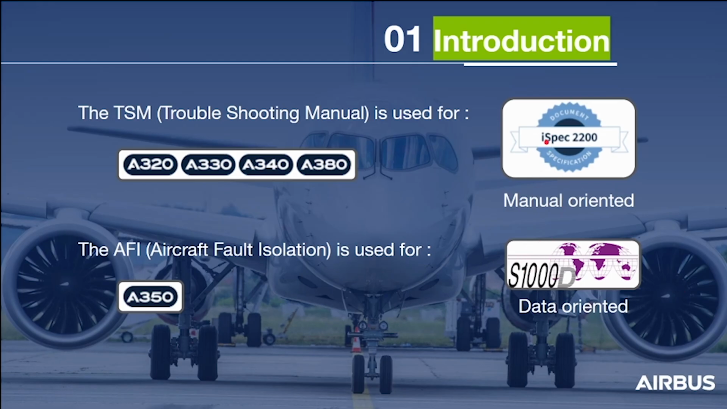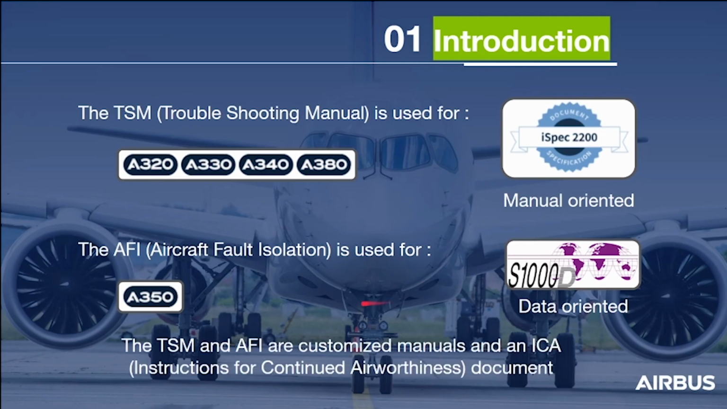In ISPEC 2200, we are using HTML data format for the raw data, and on A350 we are using the XML format. The TSM and the AFI are customized products, meaning that we customize them at MSN level, and they are ICA products, Instructions for Continued Airworthiness, meaning that we need to deliver them at aircraft delivery, but also we need to maintain and update them to reflect the flying configuration.